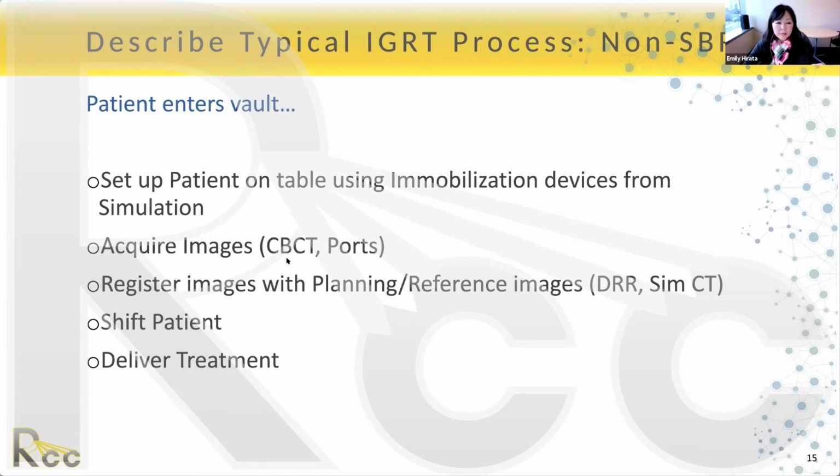So we'll acquire some images that may be cone beam CT, or it may be orthogonal port films. We register those images with the planning or reference images. That can be your simulation CT or your DRR. If you use port film, you apply your shifts and then you deliver treatment. So this is, at a high level, what we typically do for a non-SBRT IGRT type treatment.